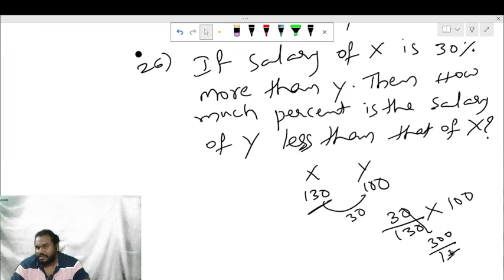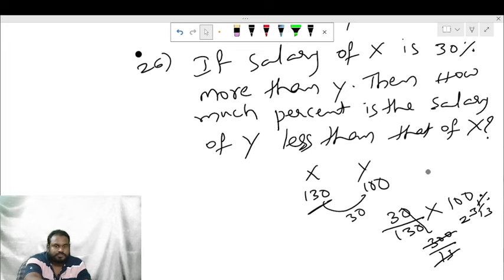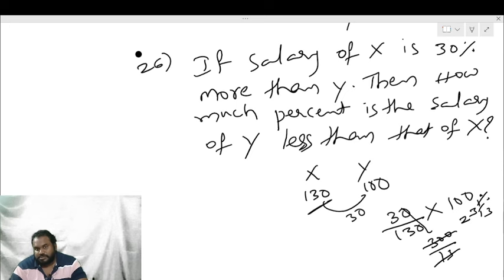So 300 by 13. 13 2s are 26, 13 3s are 39, 1 by 13, so 23 1 by 13, percentage lesser than. So the salary of Y is 23 1 by 13% lesser than that of X. That is the answer. So all you need to know is what should come at the bottom and what should come at the top. Then it is easier to understand.